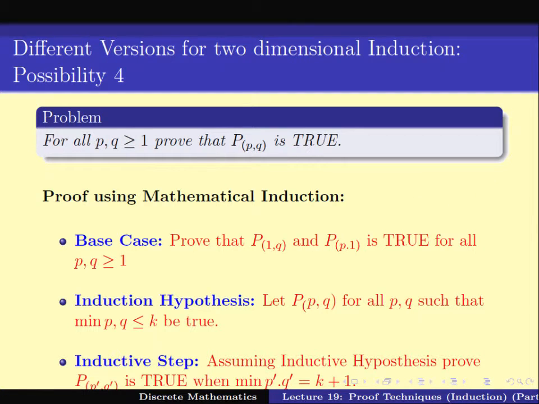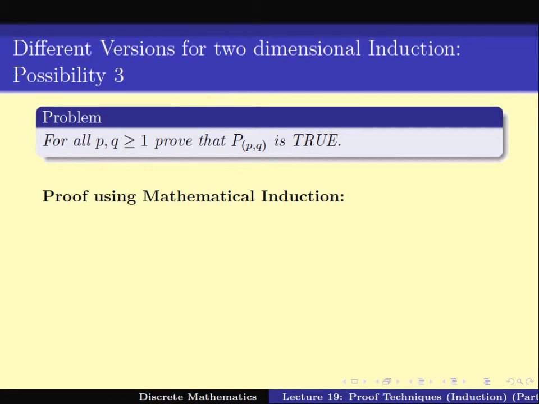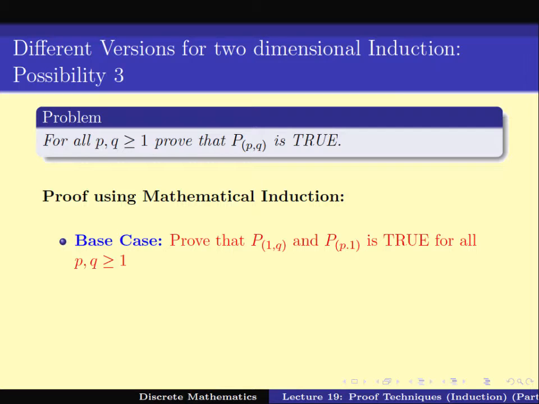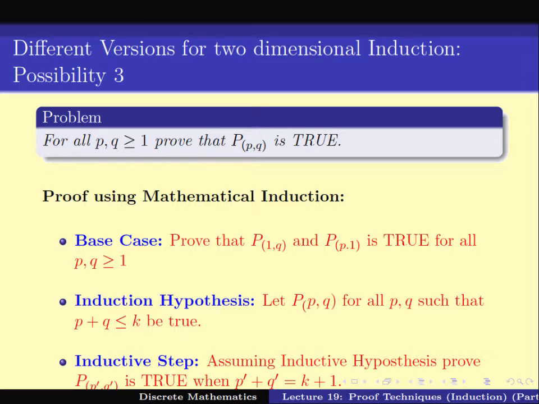So back to our problem, which version should we apply? I will be applying version 3, where the base case is that we prove P(1, q) and P(p, 1) are true, and we induct on p plus q. That means if I assume that the statement holds when p plus q equals k, then I can prove it when p plus q equals k plus 1.